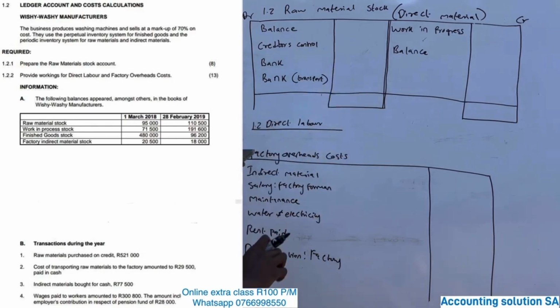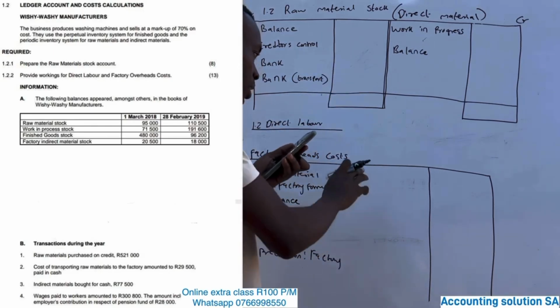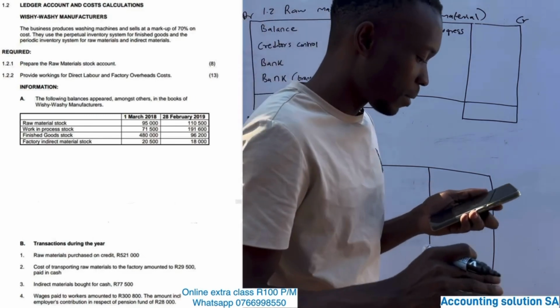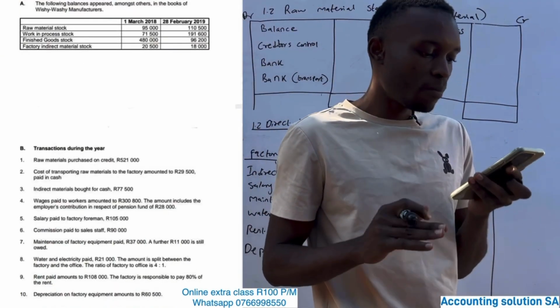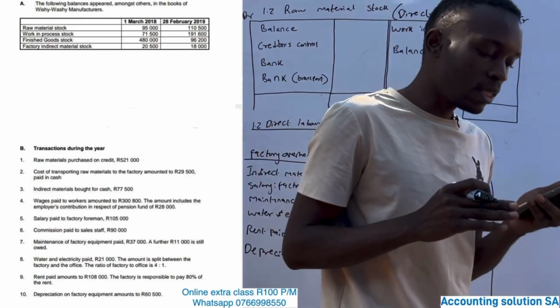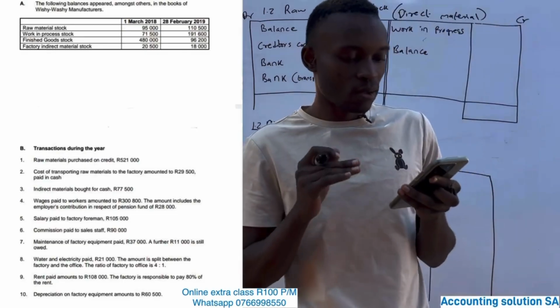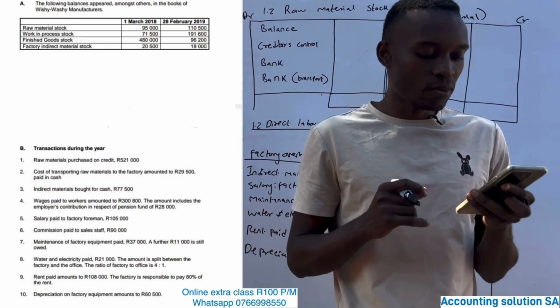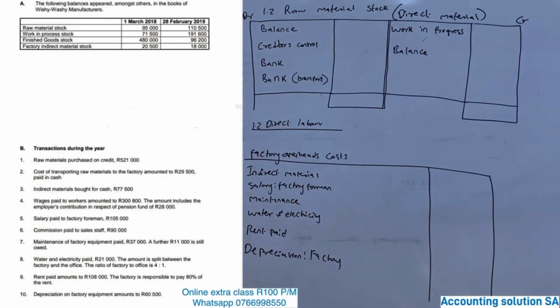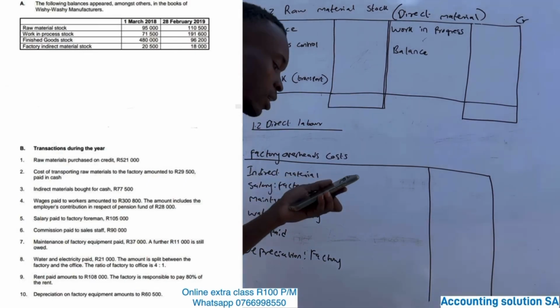This is the one. Number 2, provide the workings of direct labor, and after that for factory overhead cost, 13 marks. Okay, now let's start with the information number A. They say the following balances appear among others in the books of Wishy Manufacture. They give us opening balances, which is 1 March 2018, and closing balances of 28 February 2019. All right, if you check, number 1, we have a raw material, which is the same account that we are preparing. Number 2, we have work in progress, finished goods, and factory indirect material stock.